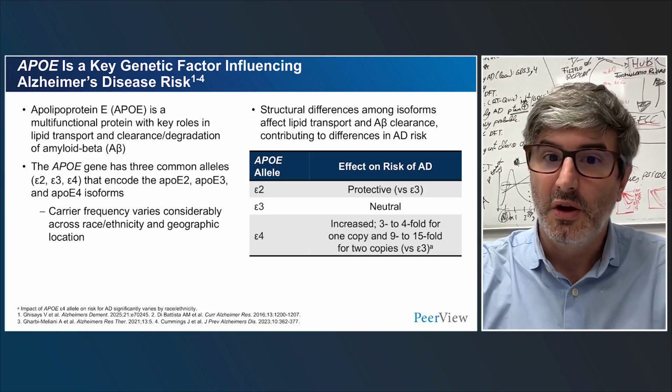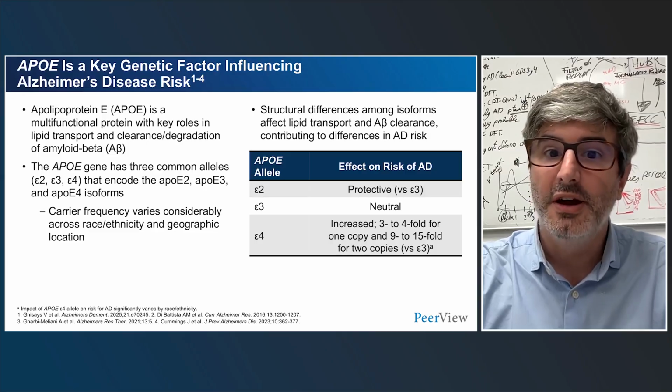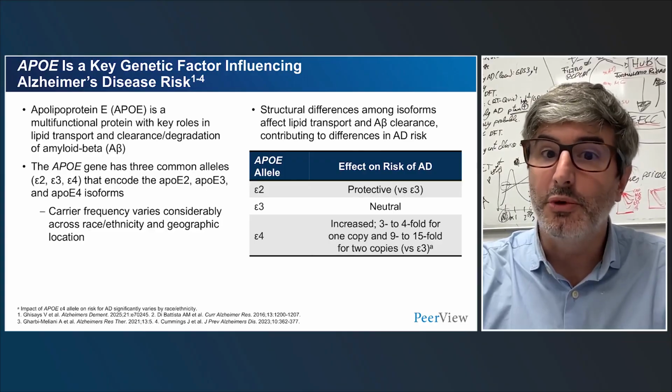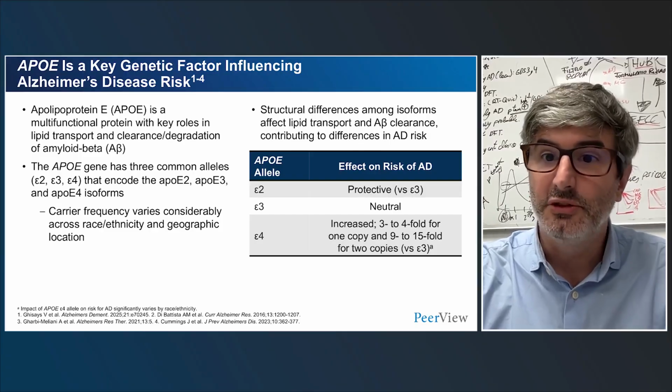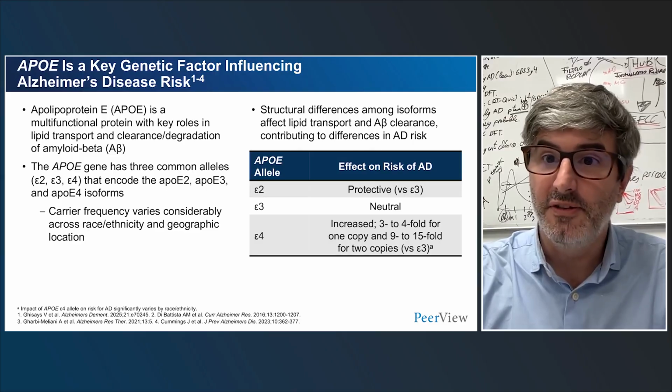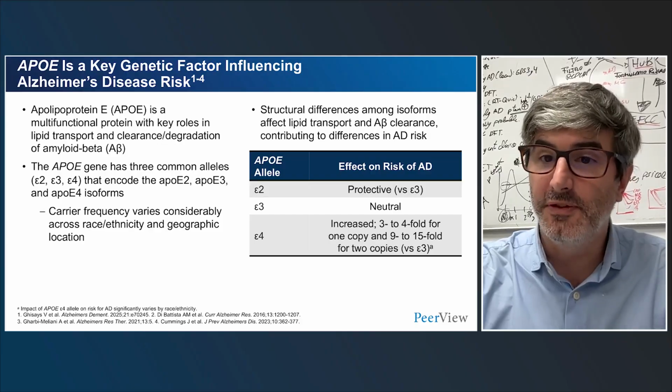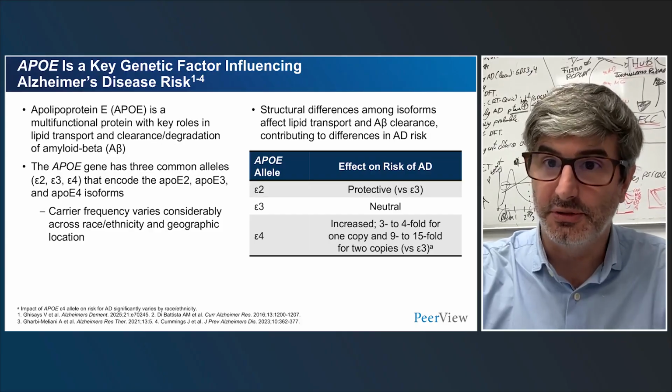APOE3 homozygotes are the most frequent isoform and are considered neutral. APOE2 is a protective variant, whereas APOE4 carriers are at increased risk. Heterozygotes have a 3 to 4-fold risk of developing Alzheimer's disease, and homozygotes up to 15-fold increased risk.